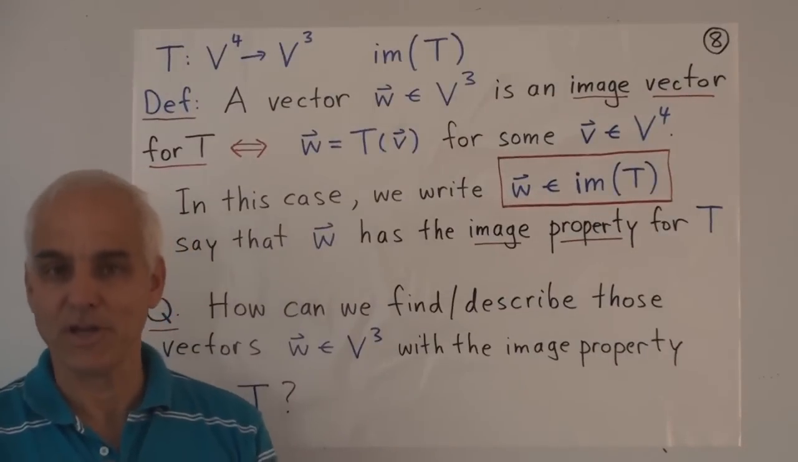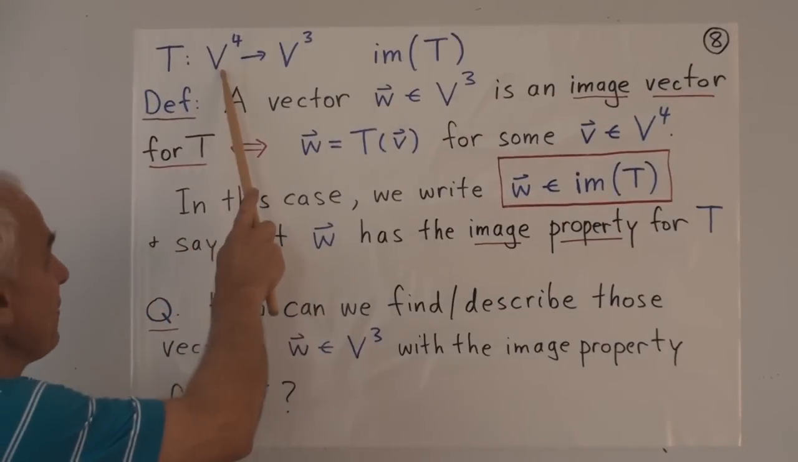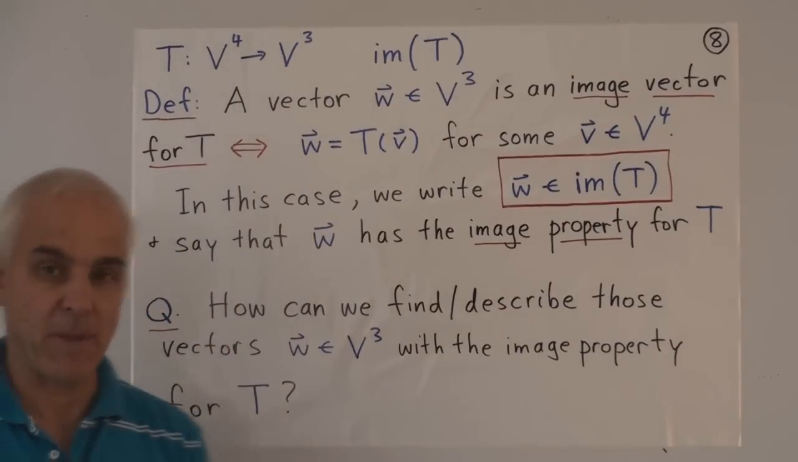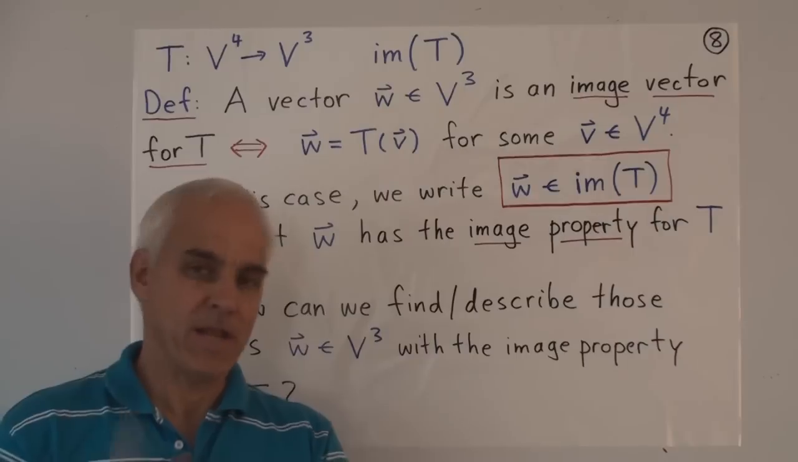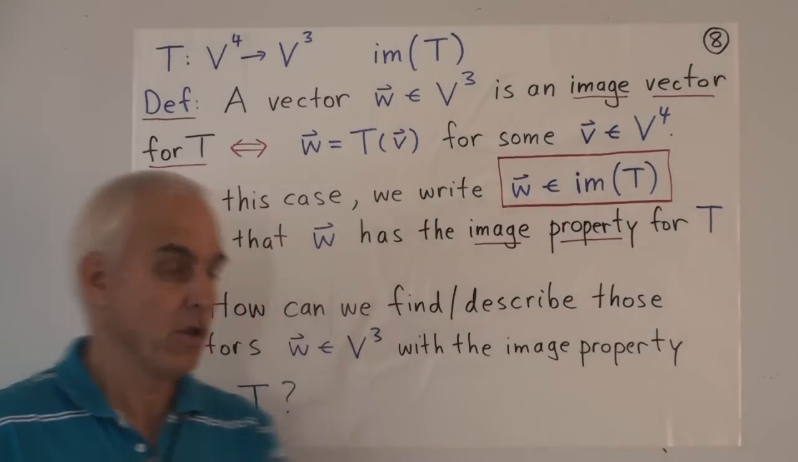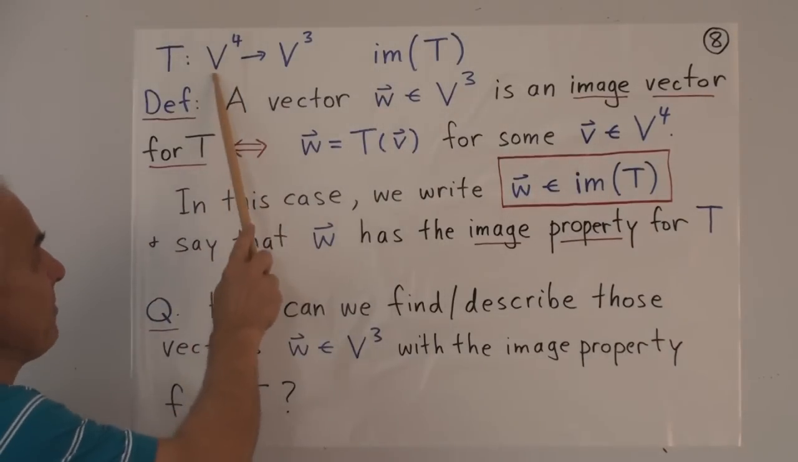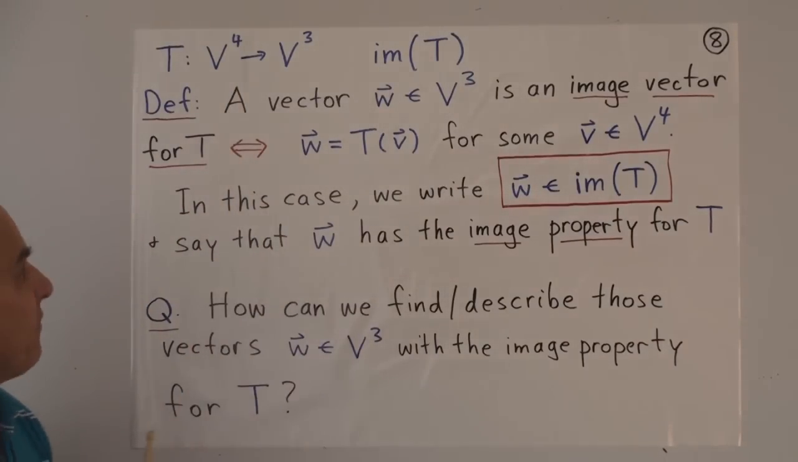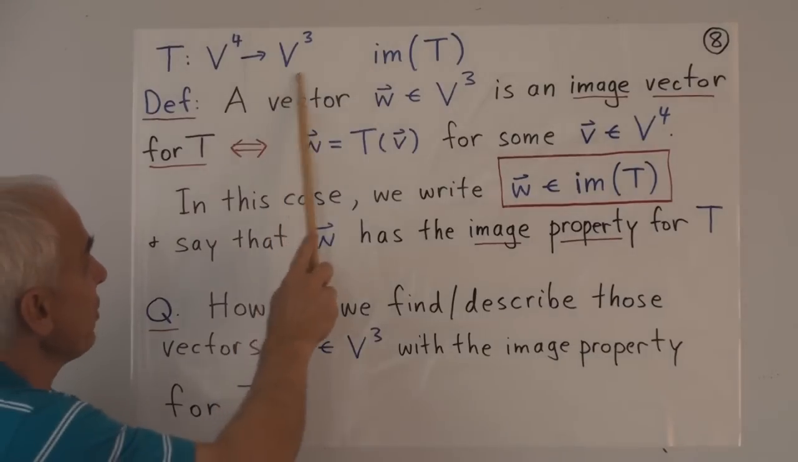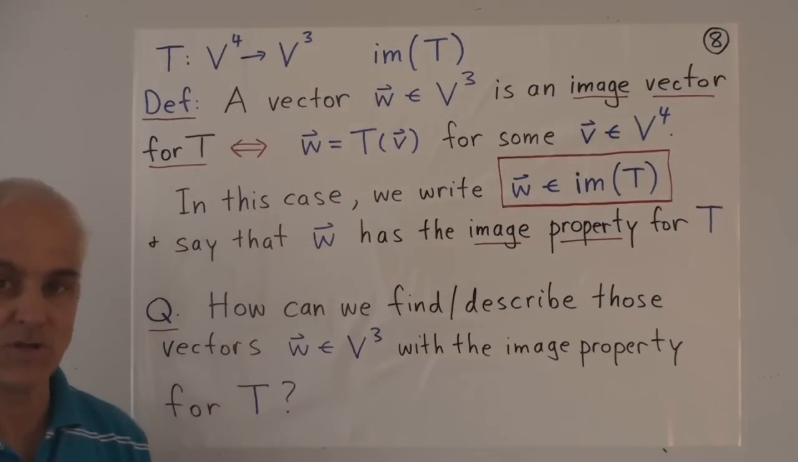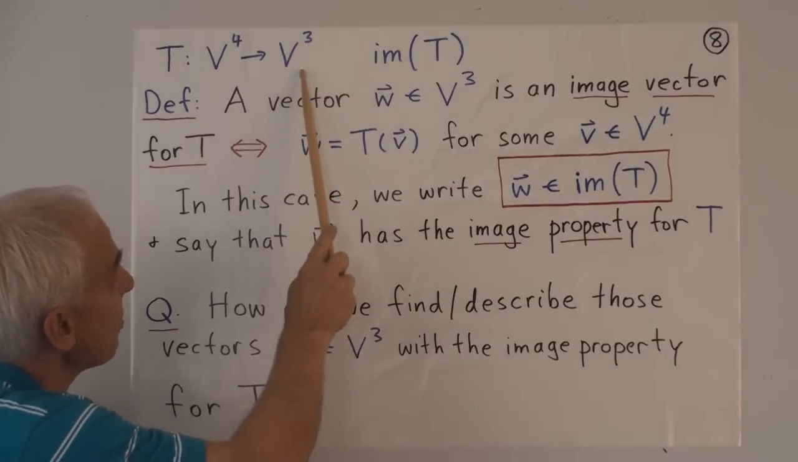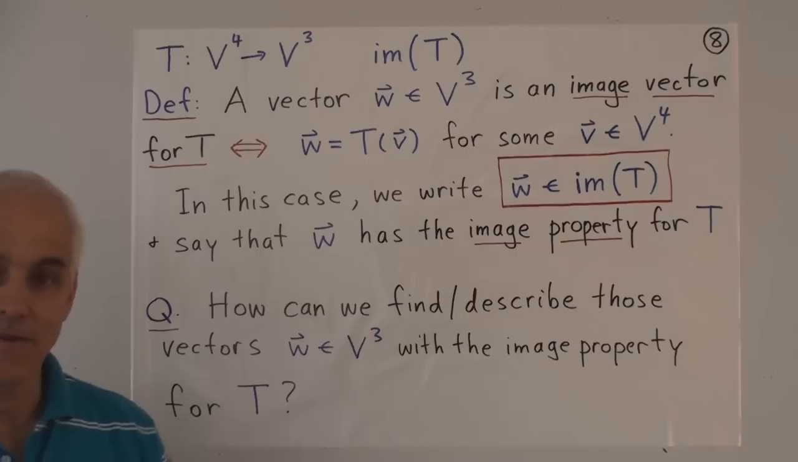Alright, so let's go back to our linear transformation now. T from four-dimensional space to three-dimensional space. We now understand the kernel of T, which is a space inside V4. Now we're after a description of the image of T, which will be some collection of vectors inside V3.